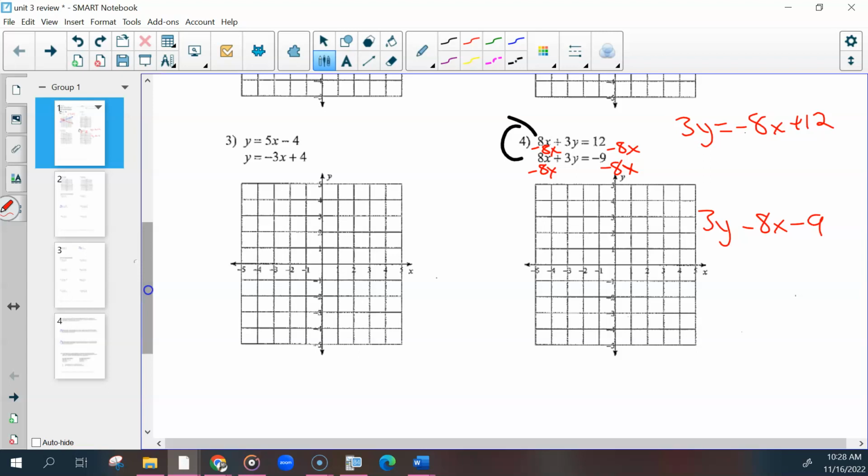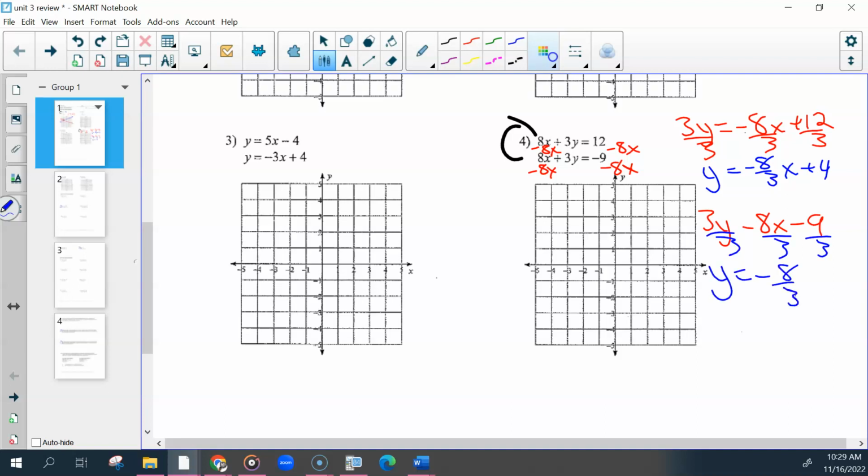Then you have to divide everything by 3. So for this first one, it would be y equals -8 over 3x plus 4. For the second one, it would be y equals -8 over 3x minus 3.